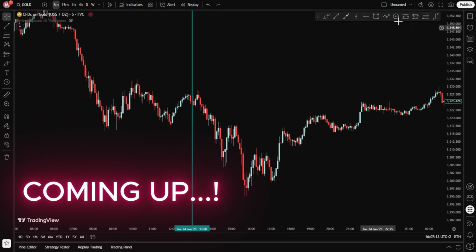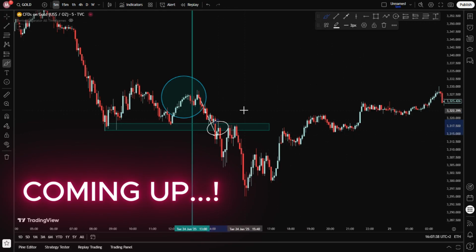From 1 p.m., identifying structure, spotting support and resistance zones, and deciding when to trade or stay out. This strategy is clean, effective, and with the right mindset, can help you build consistency over time. You'll see real examples, including trades we took live, wins, losses, and even days we didn't trade at all.